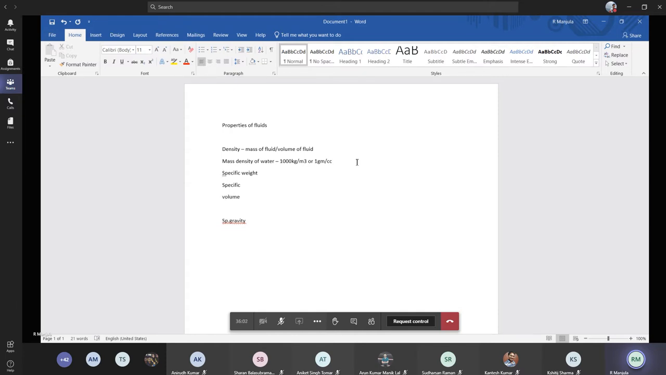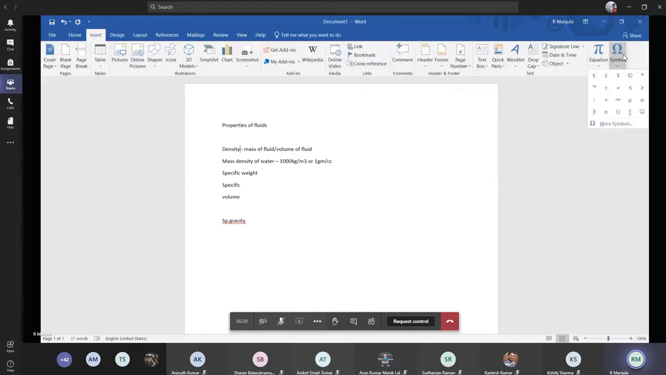If I want to express mass density in SI units, it is 1000 kg per meter cube. Mathematically, the symbol normally used for density is rho. Rho is the symbol used for expressing the density of a fluid. Okay.